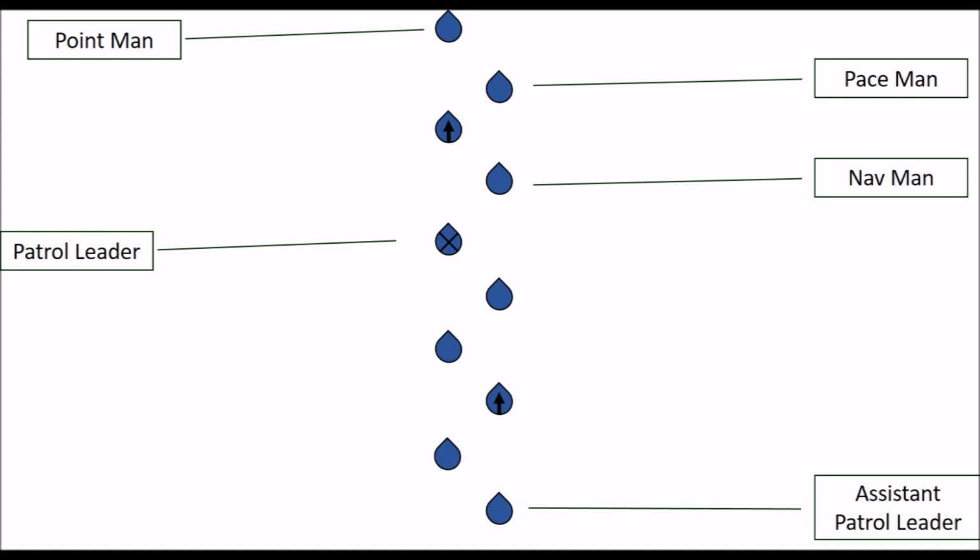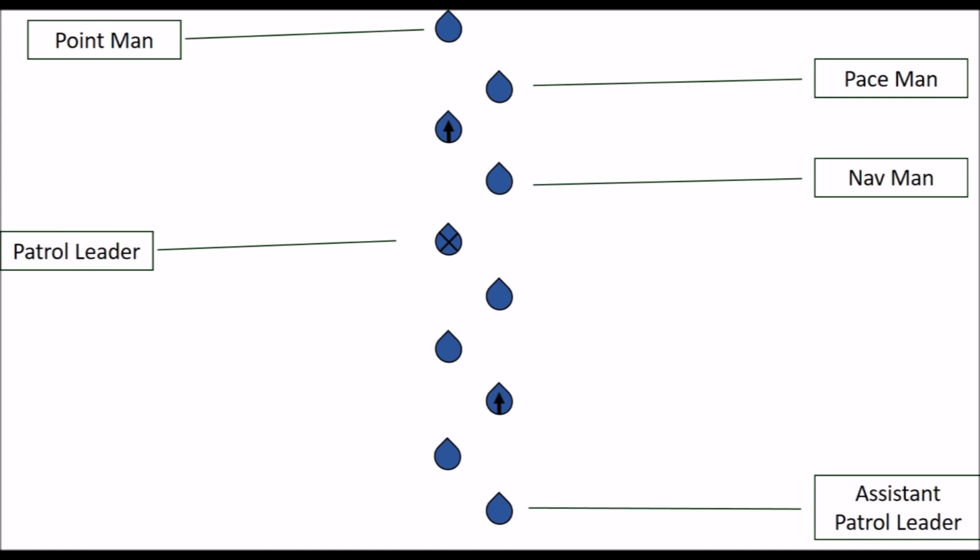Next up, you've got the navigation section or the navigation man. You're going to want to make sure this is separate from your pace count man. Both activities require a great deal of attention, and you don't want them to mix up or lose track of one of those two things. It's incredibly important for the navigation. If you're using GPS navigation for your patrol, then it's a little bit less important, but it's still immensely important in case your patrol loses a GPS signal.